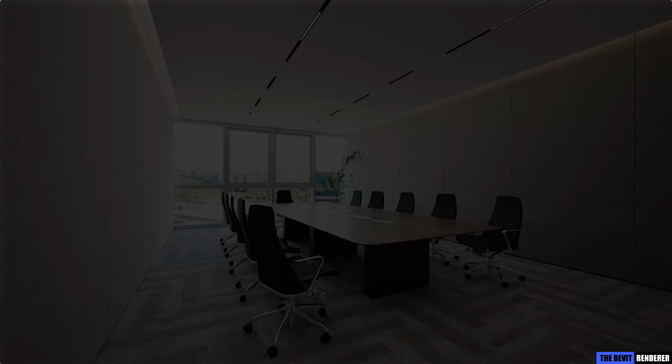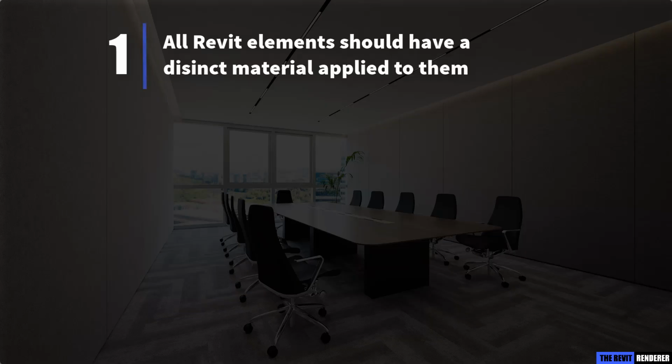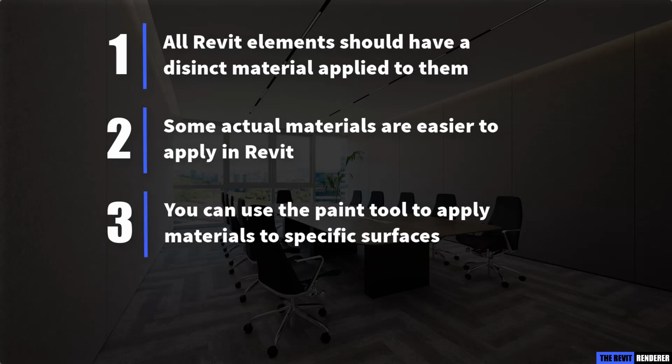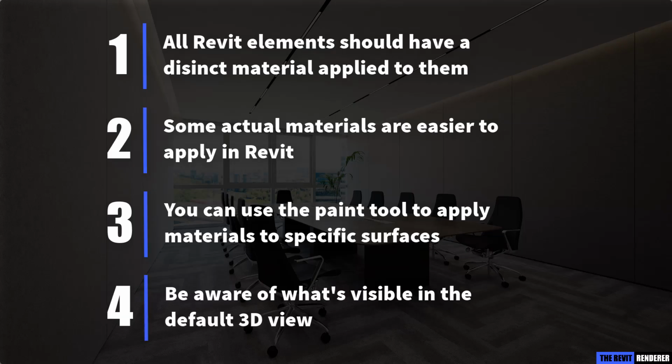So to summarize those 4 points again, first is that we want all our Revit elements to have a distinct material applied to them. Second is we could apply some actual materials here in our Revit model even before we import it into Twinmotion. The third is that we can use the paint tool to apply materials to specific surfaces. And finally, we should be aware of what's visible in our default 3D view. If we take note of these 4 points, we can ensure a smooth workflow later on once we have our model inside Twinmotion.